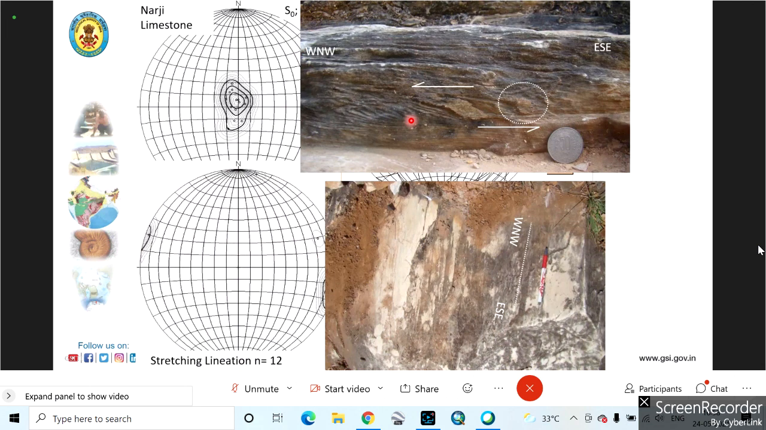Yeah. So these were the structures we were able to see in the limestones, which are parallel to the bedding. You can notice these SC fabrics. You can even see winged clasts over there, which show top to the right, top to the left movement. I won't say this is a left lateral movement. Notice this is actually a thrust.